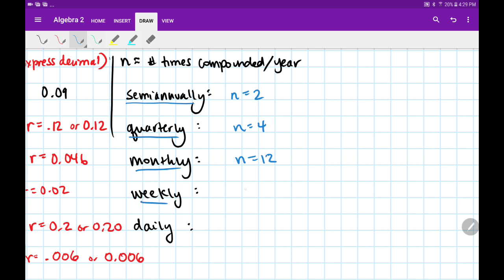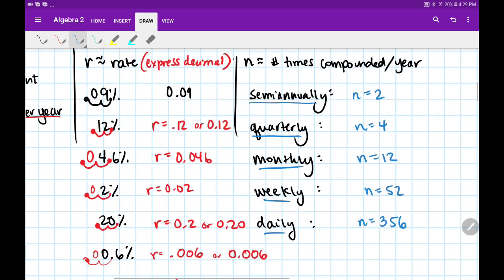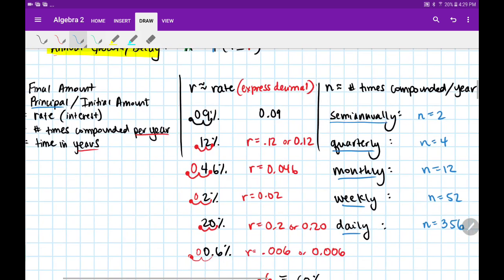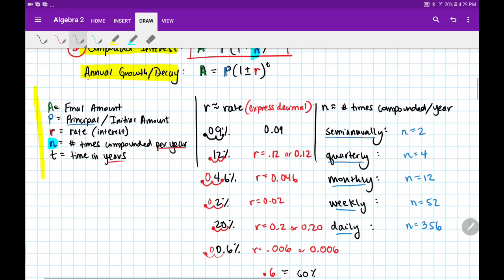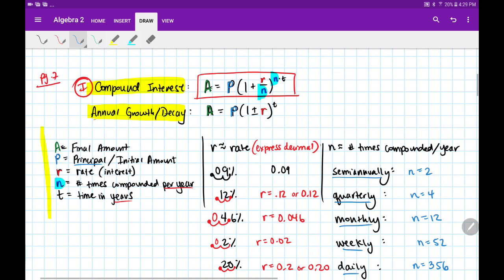There are 52 weeks in the year, so if I compound every week, that's 52 times per year. And then if we compound daily, then we're saying n equals 356. So keep these notes in mind when you're plugging in to the first formula.